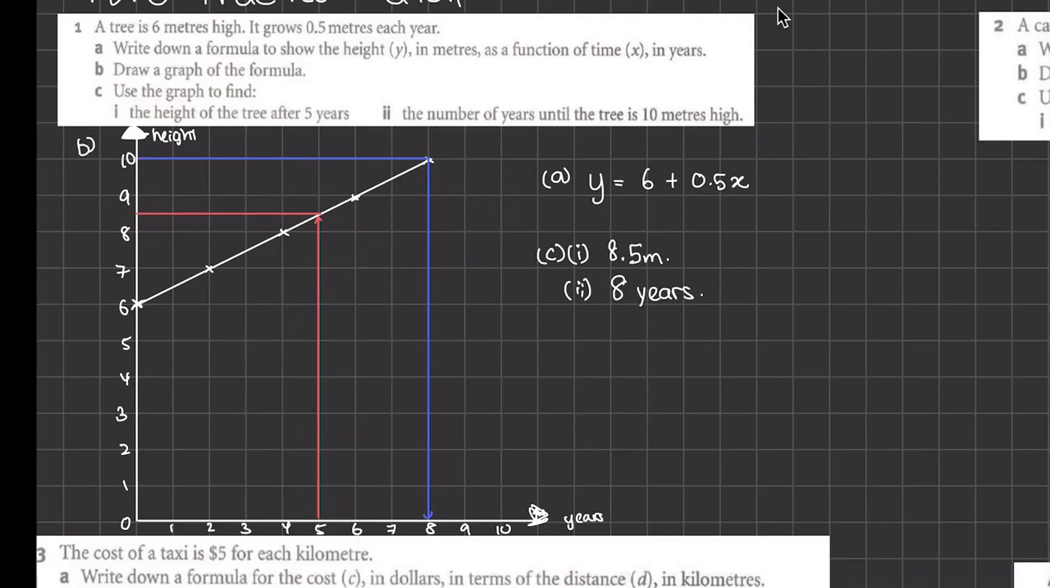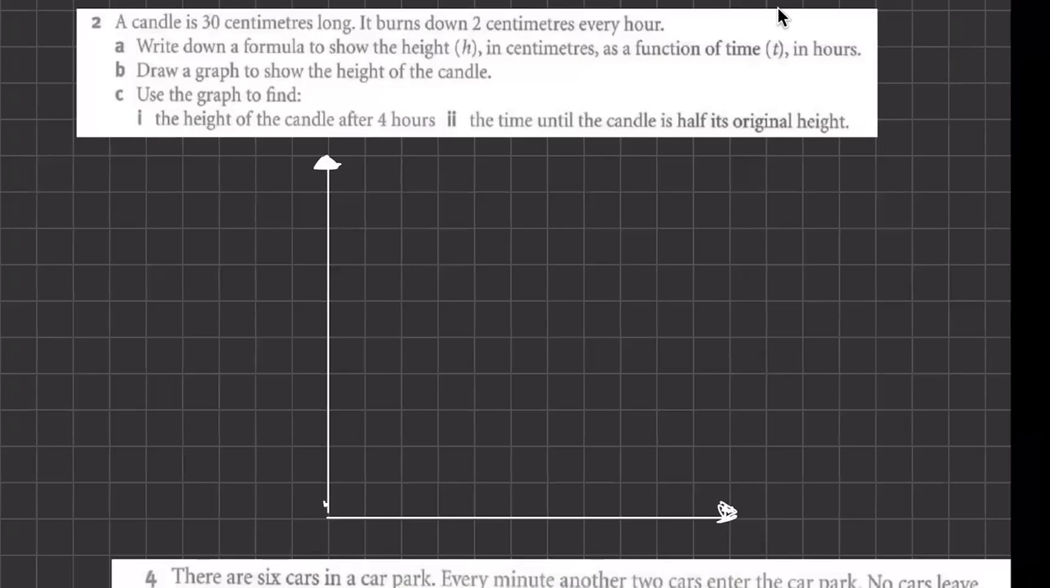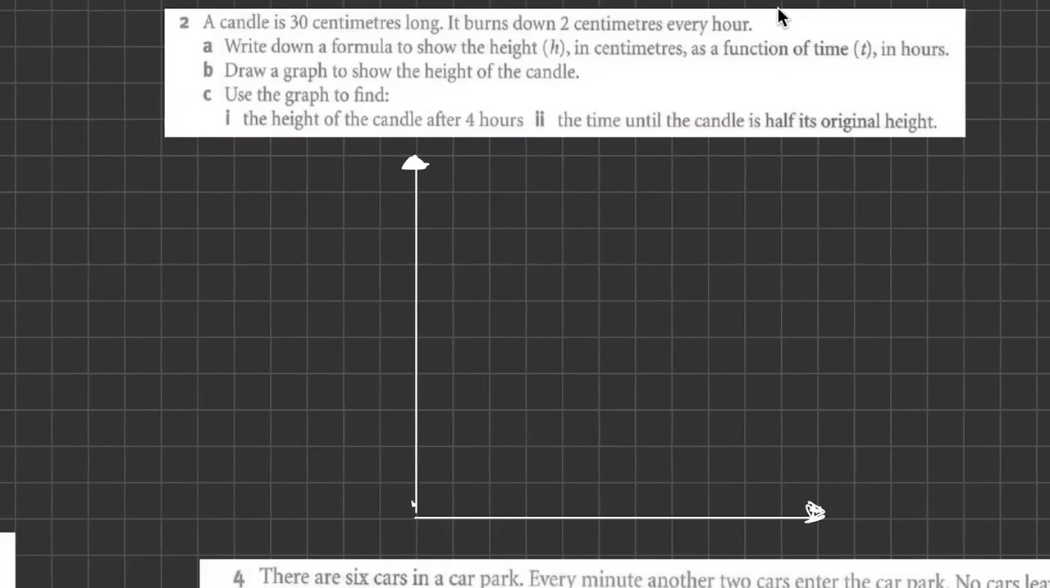All right, so this is bigger. Let's look at number 2. A candle is 30 centimeters long, burns down 2 centimeters every hour. Write down a formula to show the height in centimeters as a function of time in hours. So now we need to show this is a reduction, so it's a negative gradient. So a candle is already 30 centimeters long. It burns down 2 centimeters every hour. So the formula, I would actually say that the height is equal to 30 minus, depending on how many hours, 2 multiplied by the hours, which is time. So h is equal to 30 minus 2t.